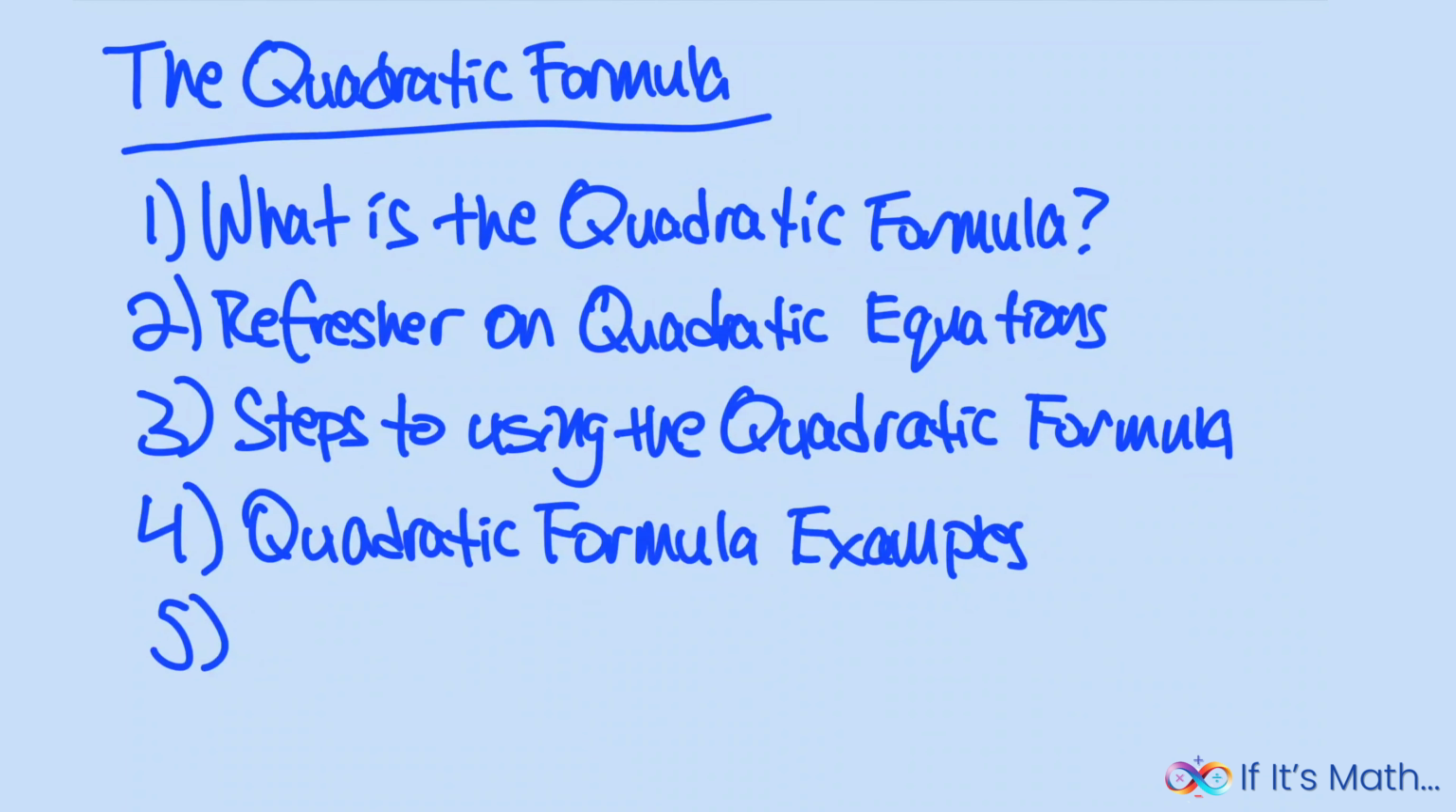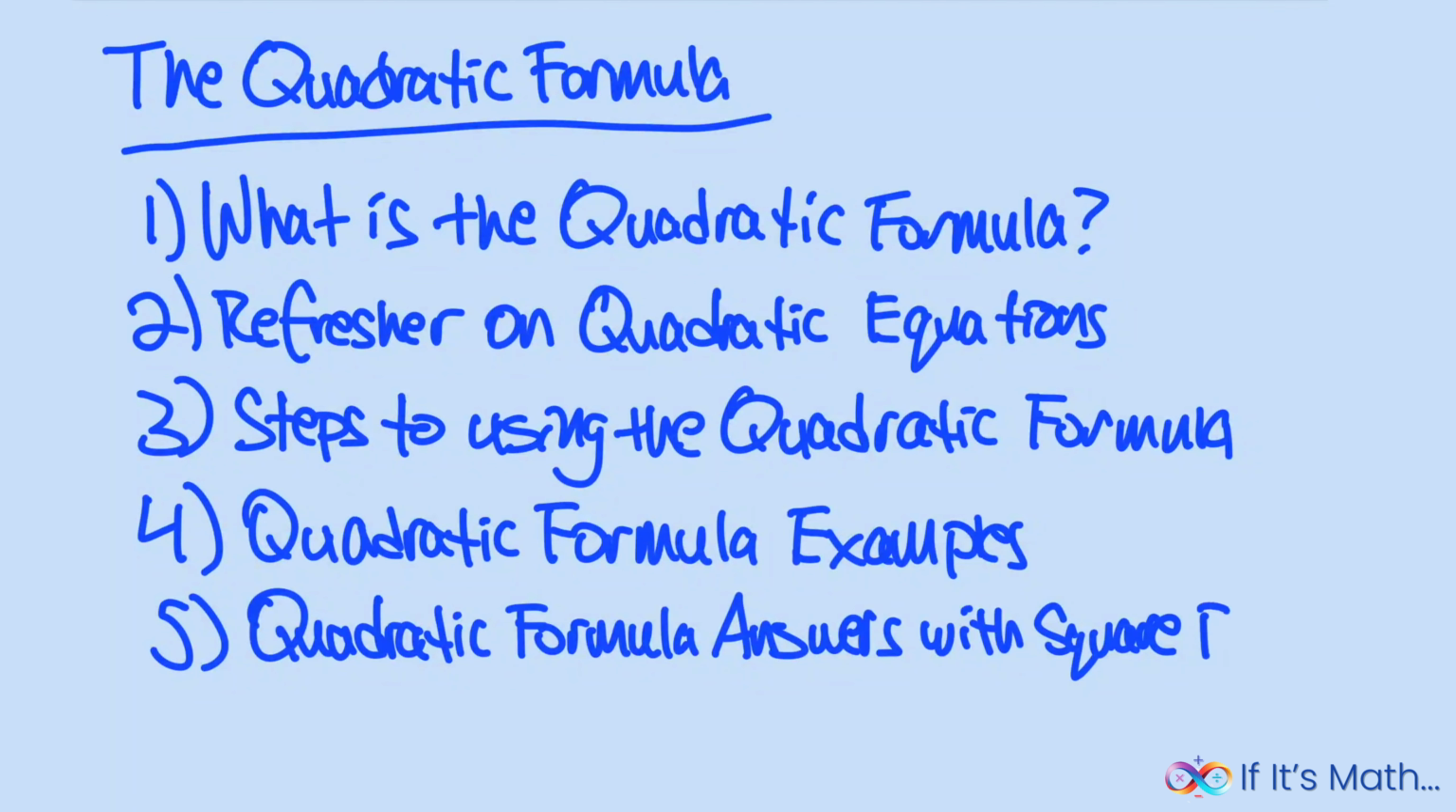Then the last thing we'll go through is how to utilize the quadratic formula when the answers have square roots, because those get pretty complicated. So we'll go through an example of that as well. Then if you're interested, there is a bonus video for the quadratic formula that we have, looking at how you actually derive the quadratic formula. So we won't go into that in this one, but if you're interested, look for that bonus video.